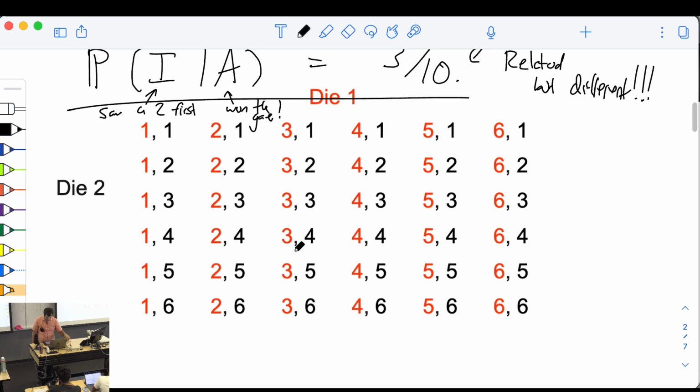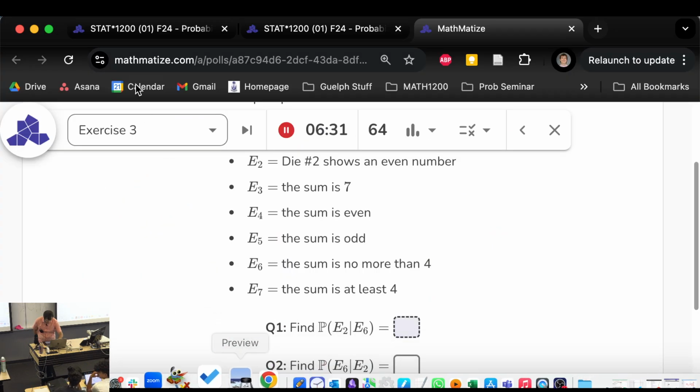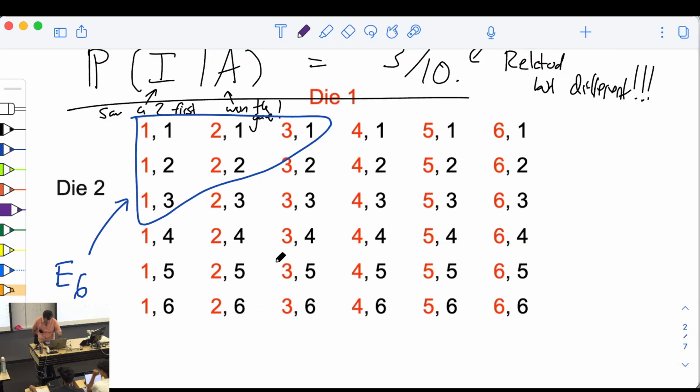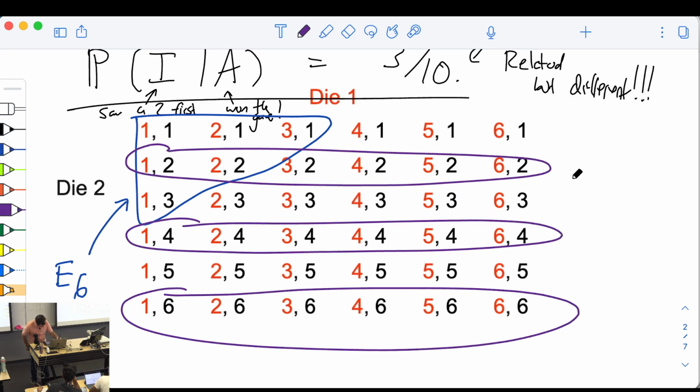Okay. So sum is no more than 4 is the same kind of triangle we had before, but this time it's like this. Right? This was E6, the little triangle. And E2 has a bunch of parts now. What was it? Is it dice number 2 or dice number 1? Let's make sure I get it right. Dice number 2 is an even number. So that's this row, union this row, union this row. So E2 is an event that sort of has 3 pieces, 2, 4, and 6.